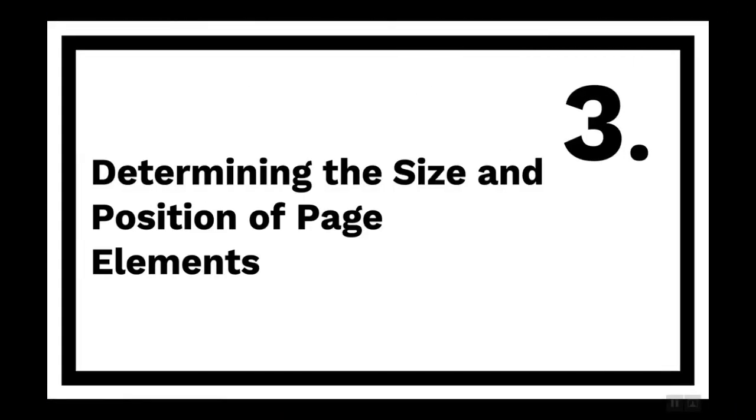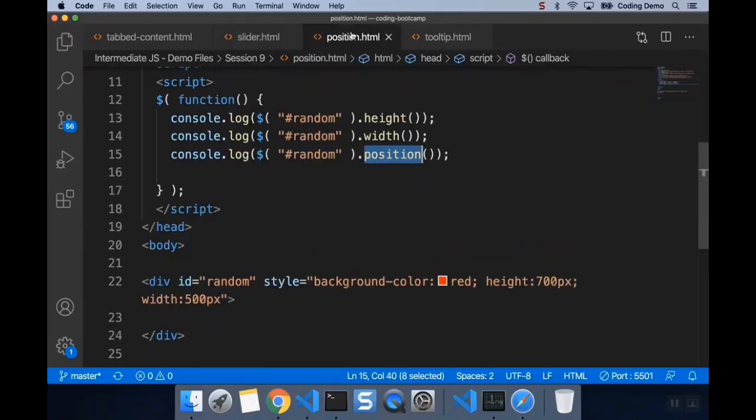Determining the size and position of page elements. This is relatively simple and you do not require to use the jQuery UI library. All you have to do is call upon the width and height methods of a particular element to get its size. And you can also call upon the position method to get the element's position. Let's look at the code real quick.